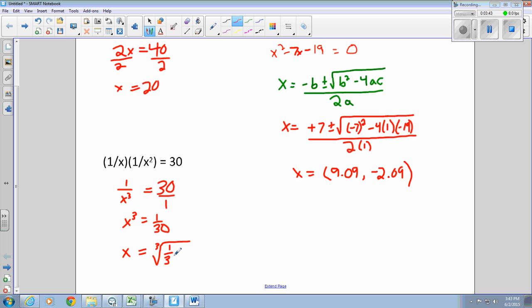Now, I believe the algebra review worksheet says don't use your calculator. Use your calculator for this. I'm not going to expect you to do that. I'm more interested in, can you calculate this? So when you plug that into a calculator, you're going to get that x is equal to 0.322.